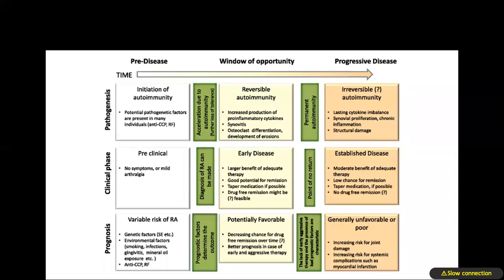In other countries where we can do the whole panel of virology beforehand, we can treat them early. But the window of opportunity is to treat the condition as soon as possible within that reversible autoimmune period before the autoimmune cascade gets fully established.